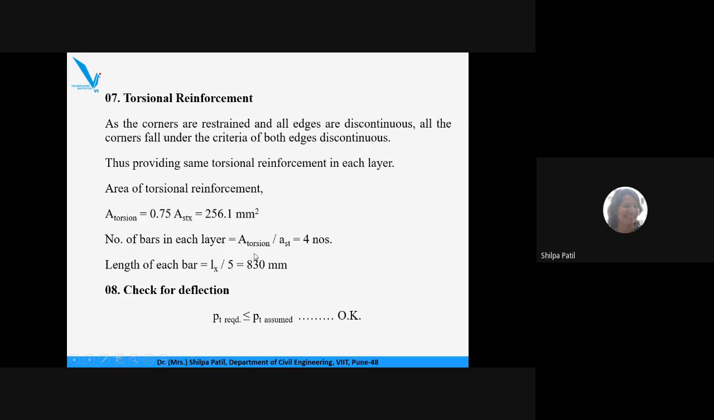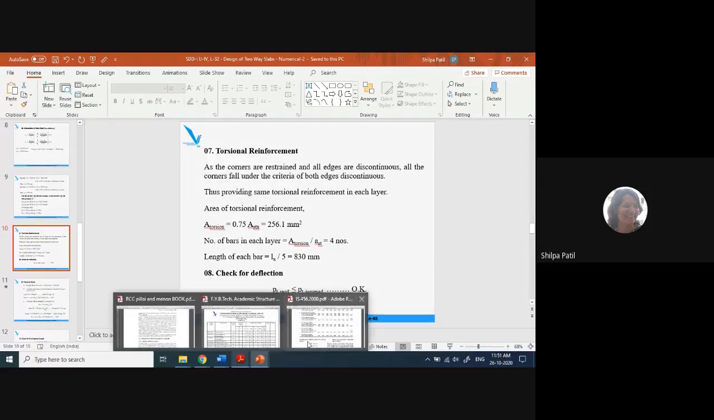Okay. Now the important step is the design of torsional reinforcement. Now, as the corners are restrained and all edges are discontinuous, all the corners fall under the criteria of both edges discontinuous. If you remember the diagram which I have shown, if both the edges are discontinuous, we have to provide the area of the torsional reinforcement as 3/4 of ASTX. Okay, I will go back to the code provision here.